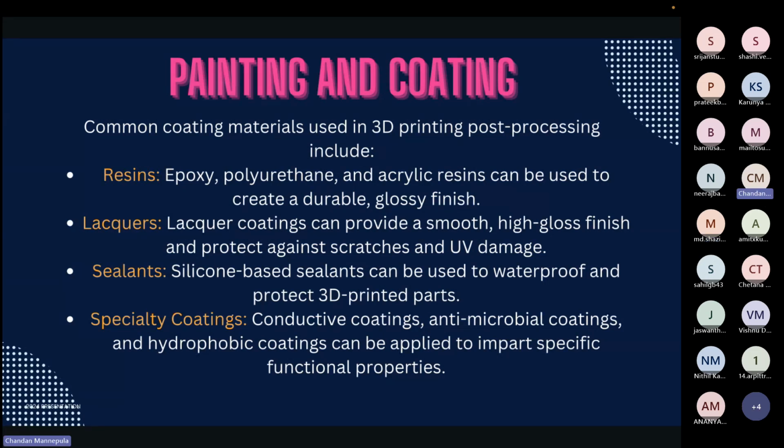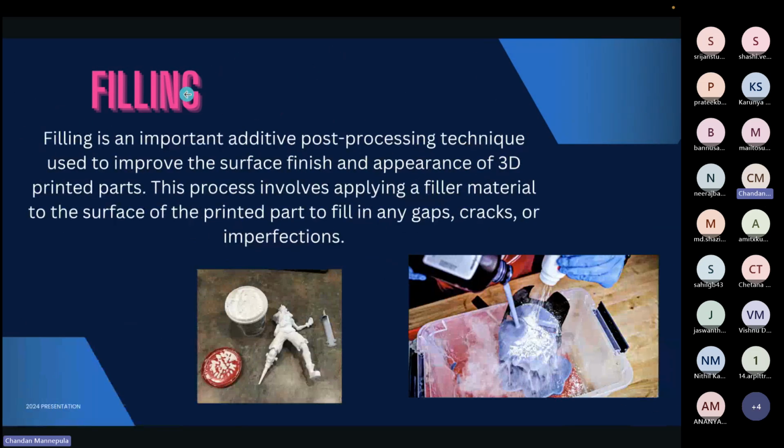See, 3D printing is not a normal process, it's a complex process. So we can't ensure that there will be 100% precision in the given model. So there will be some small minor defects like holes in the object or the object not being as precise as it's expected to be. So in order to fill those gaps, we will be using fillings. Filling is an important additive post-processing technique used to improve the surface finish and appearance of 3D printed parts.